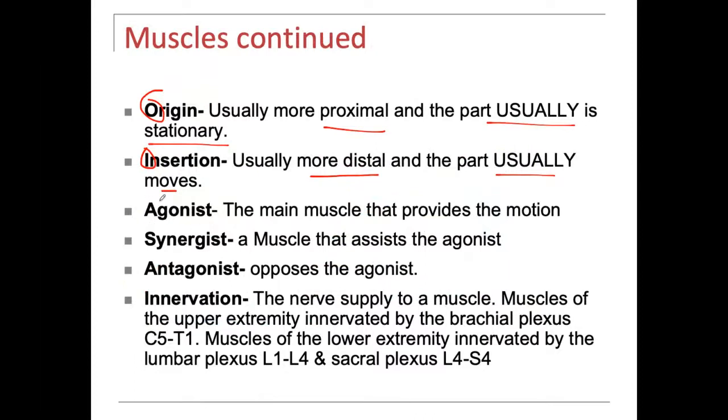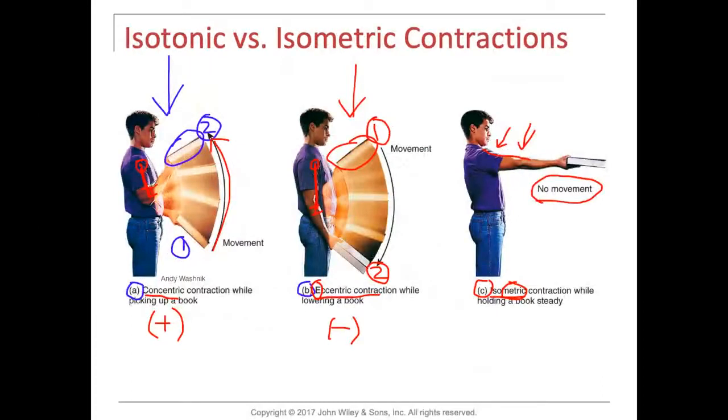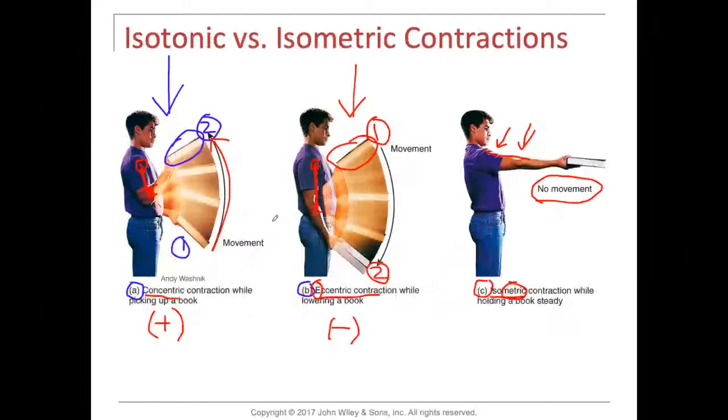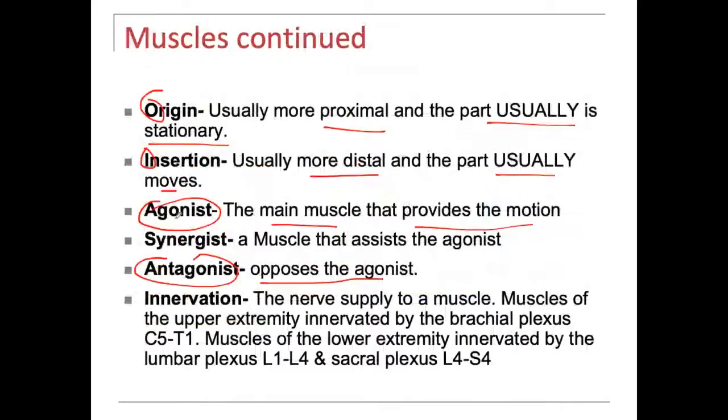Agonist. The agonist is the main mover. In this particular case, the main muscle here is the brachialis or the biceps brachii. That's the main mover. That's the agonist. It's the main muscle that provides the movement. The antagonist is saying, hey, what muscle does the opposite? So if we go here, what opposes the biceps? It has to be a muscle on the opposite side, which would be here, the triceps. That would be the antagonist.